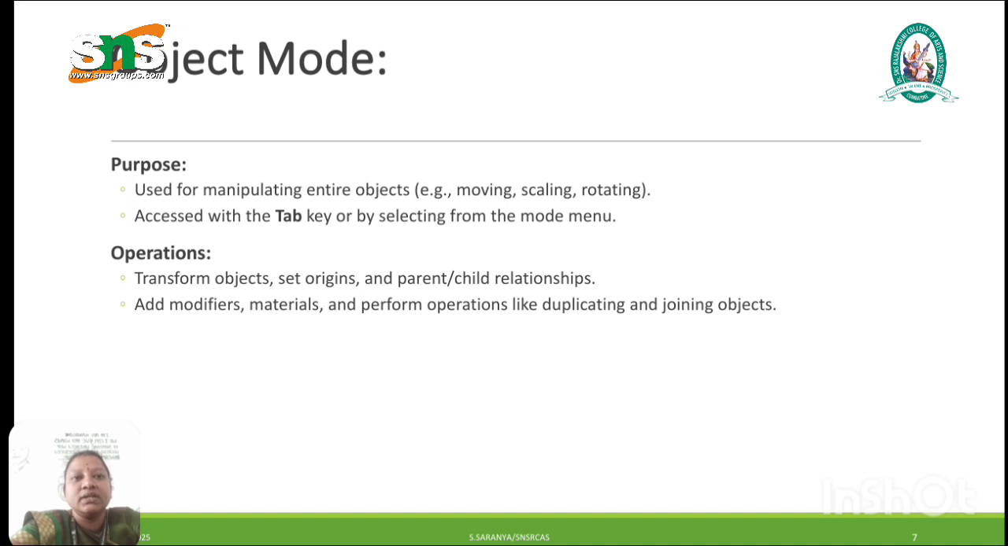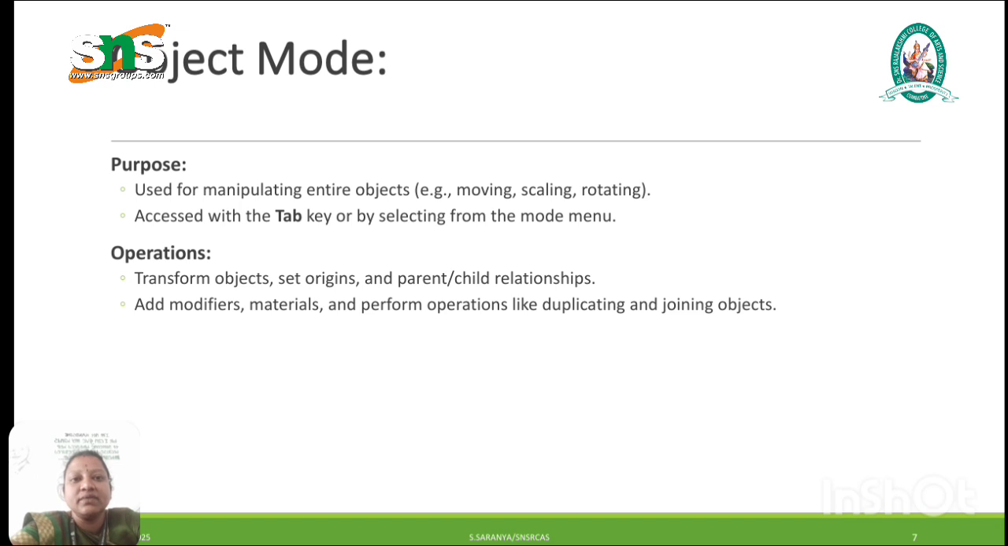Next is object mode. The purpose of object mode is transforming the particular object from one place to another. We can transform using the moving tool, scaling, rotating. Transform objects, set the origin and the parent-child relationship, add modifiers and materials, and perform operations like duplicating and joining objects. Using the object tool, we can perform the transformation inside the 3D viewport by moving, scaling or rotating the particular object.